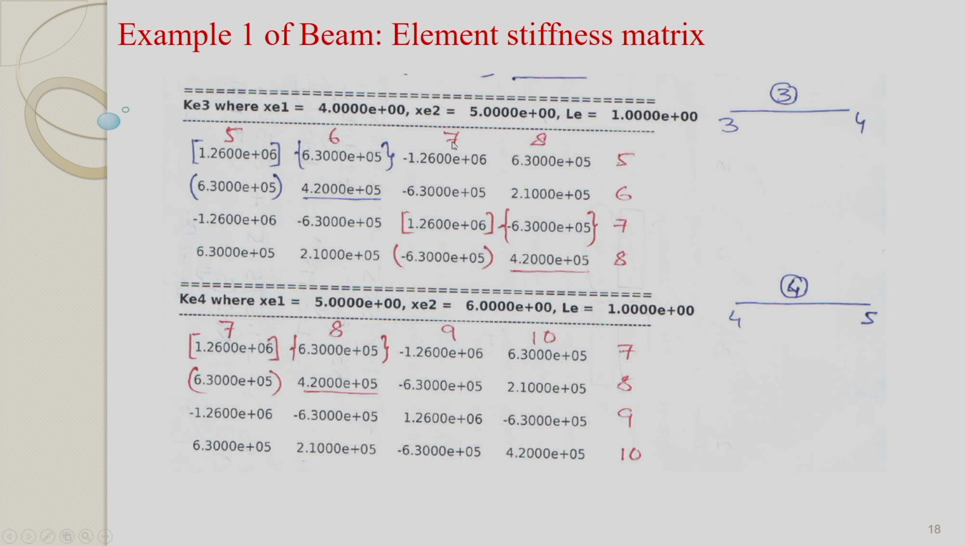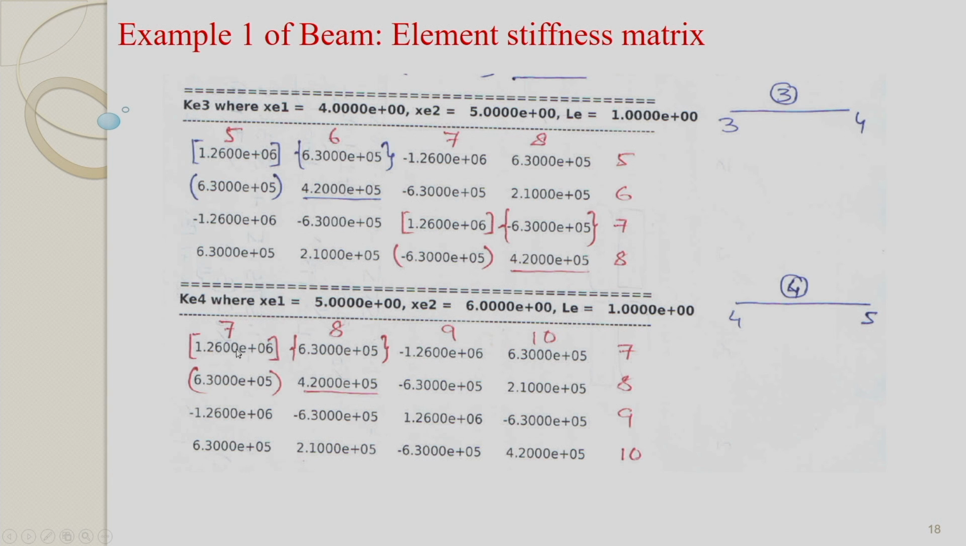So, we know in assembly the entries corresponding to the same global degree of freedom row and column will be added. For example, here this 7 comma 7, that is this red square bracket term will be added to this entry 7 comma 7.